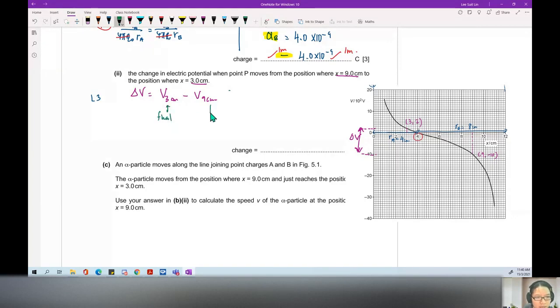Final minus initial. So delta V will be equal to 2 minus negative 10, which is 12. But you see there's a prefix here, so 12 times 10 to the power of 2.